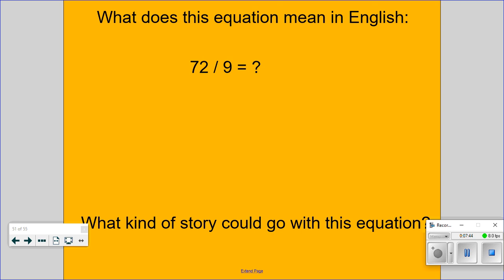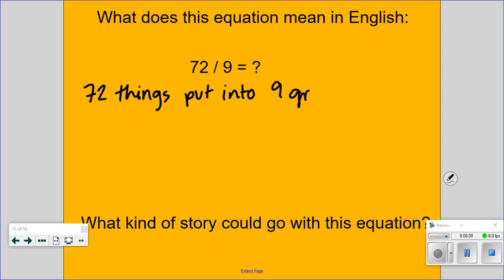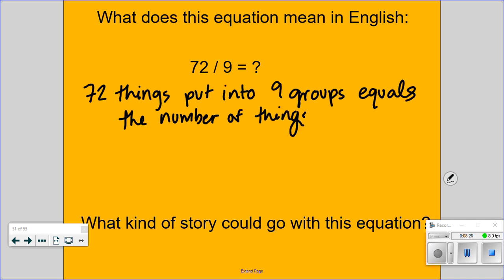What does that equation actually mean in English? What does that mean in English? Kenley, you want to give it a go? Yes. Go for it. 72. Awesome. Keep going. Love that. Great job. 72 things put into 9 groups equals the number of things in each group or in one group. Very good, Kenley.